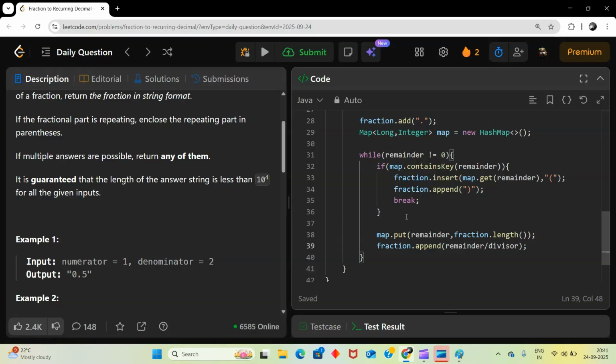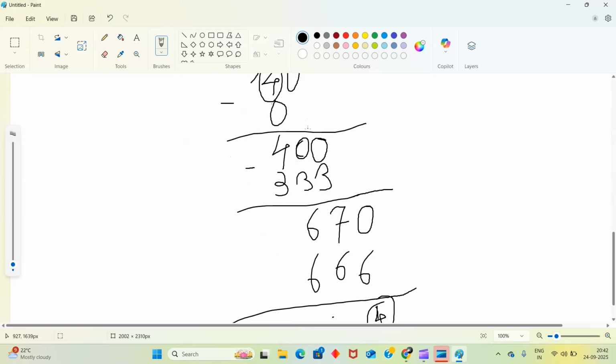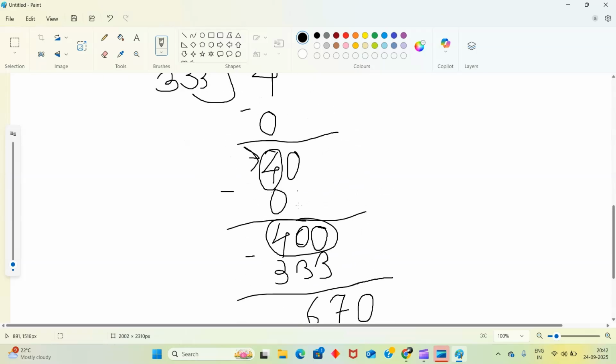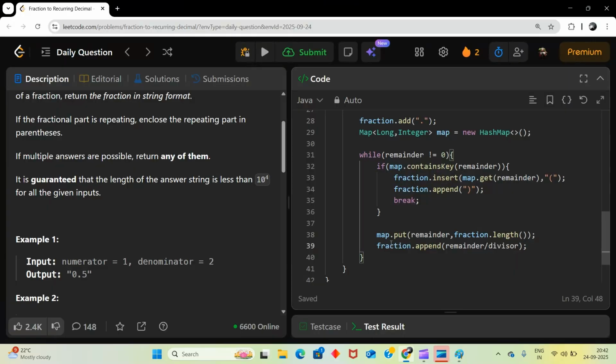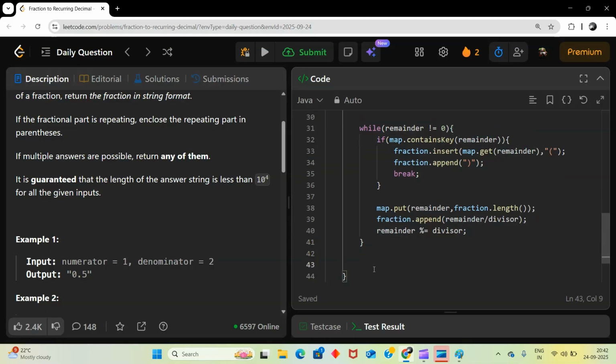Again we are going to divide this with 333, right? Now we will insert, and again we will find the remainder, which will be this remainder percent divisor. Again it will check: if it is not 0 it will come again, if it is 0 it is done and will go out of the loop. Now here we will return fraction.toString.